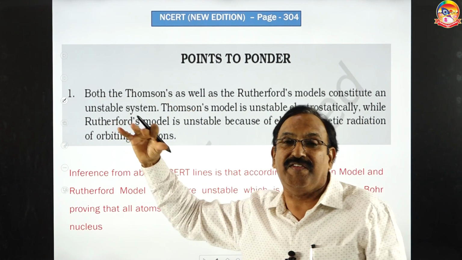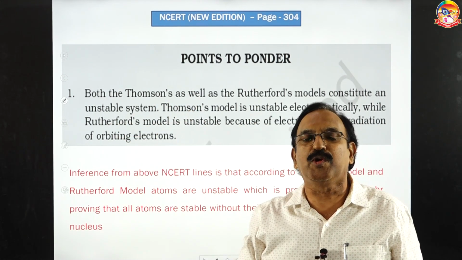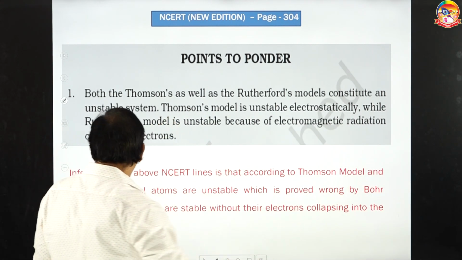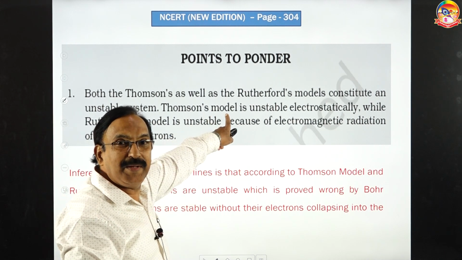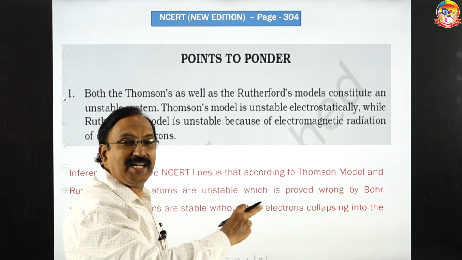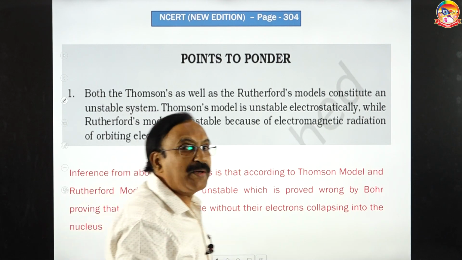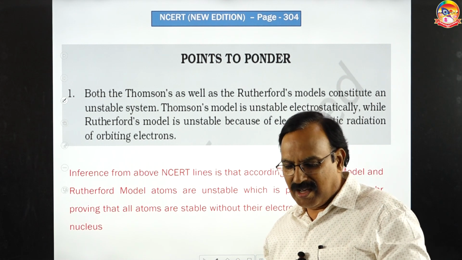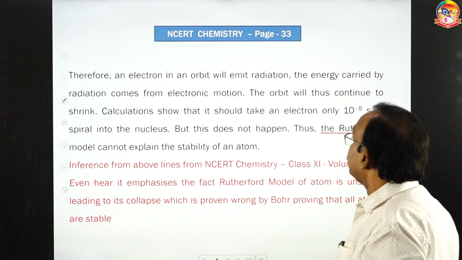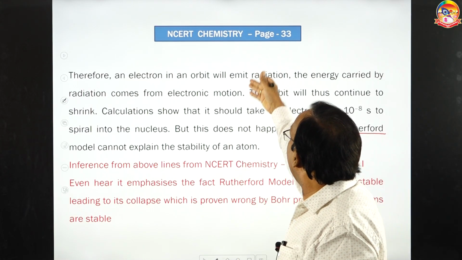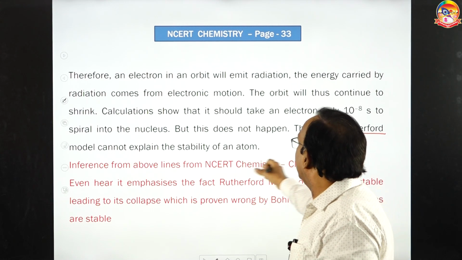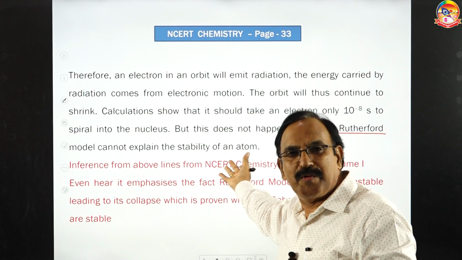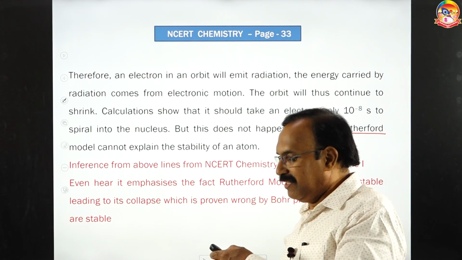So many students felt that the question has to be answered based on Bohr's model. The Thomson and Rutherford models are proven wrong because of their instability, but Bohr's model proves that atoms are stable. Since Bohr's model proves that atoms are stable, they went for the statement that all atoms are stable. Not only in physics, even in NCERT Chemistry volume 1, you can find that the Rutherford model is unstable, and in the next step they prove that Bohr's model is stable.